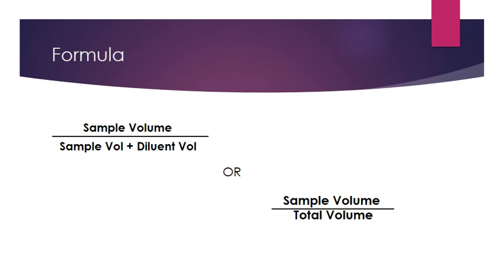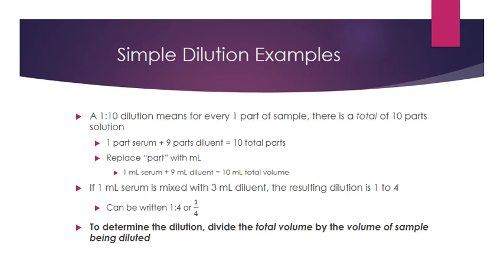So the formula to determine the dilution ratio is sample volume over sample volume plus diluent volume. Or we can reduce that down to a simple sample volume over total volume. For me, I prefer the simplified version of this formula, but whatever works best for you is what you should use. Okay, so let's work through this formula.